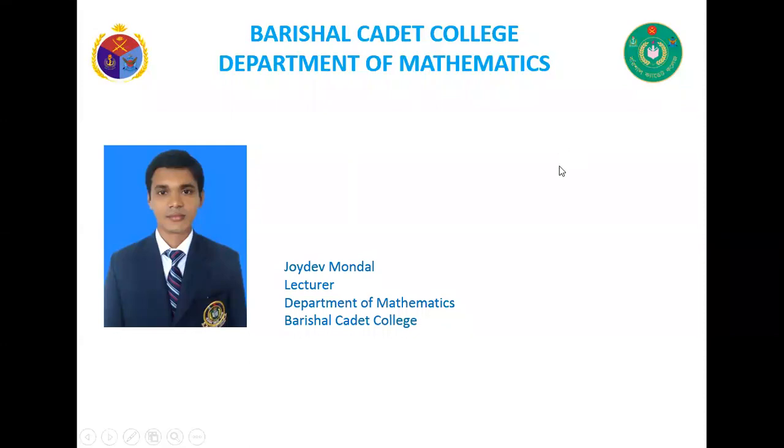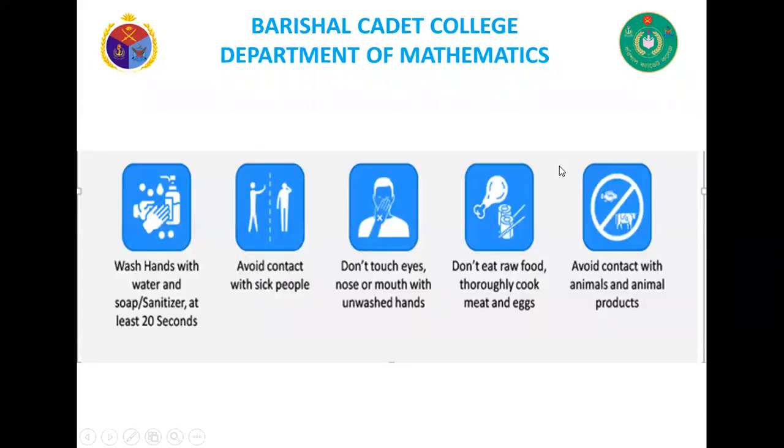At the very beginning of my class, I want to say: wash hands with water and soap or sanitizer for at least 20 seconds. Avoid contact with sick people. Don't touch eyes, nose, or mouth with unwashed hands. Don't eat raw food. Thoroughly cook meat and eggs. Avoid contact with animals and animal products.